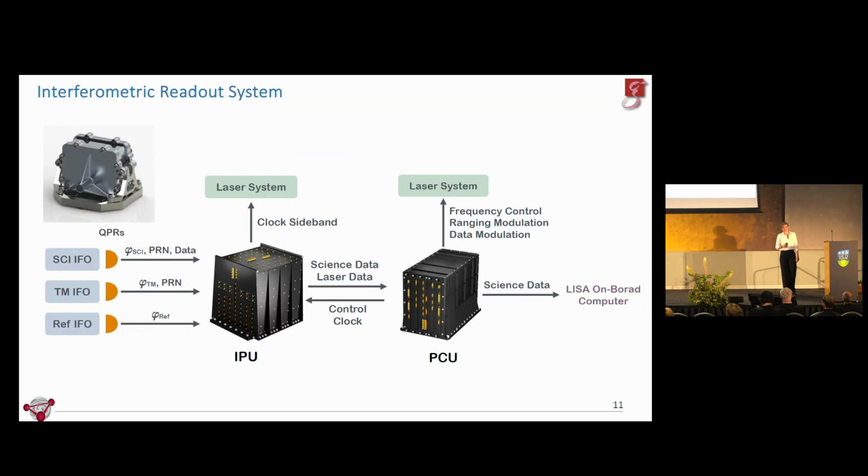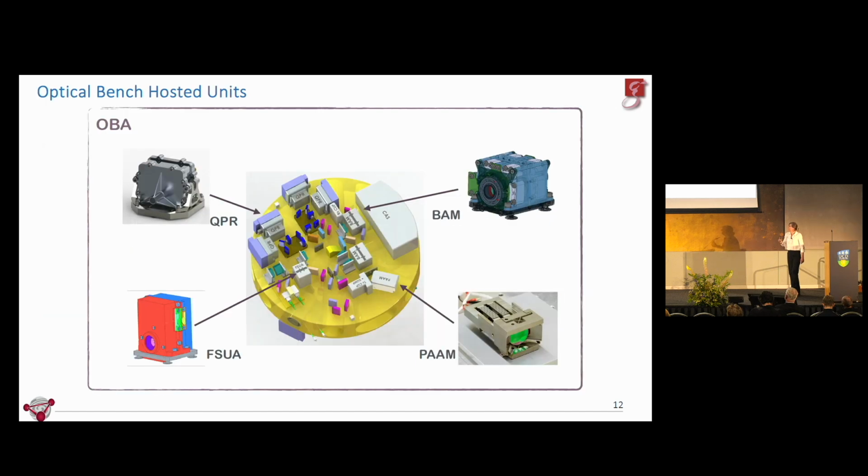So just a quick summary of the readout system. We have the QPRs that read the heterodyne optical signal, amplify it and send it to IPU to be further extracted, so extracted the scientific information, and sent to PCU to be downsampled into the required data rate. That's being provided to the onboard computer for further downlink to Earth or sent to the FAR spacecraft to be downlinked to Earth. Now, let's go back to the hosted units.